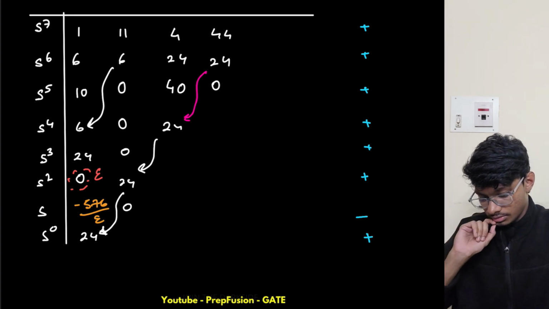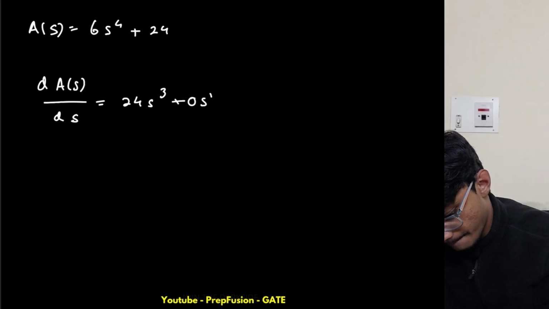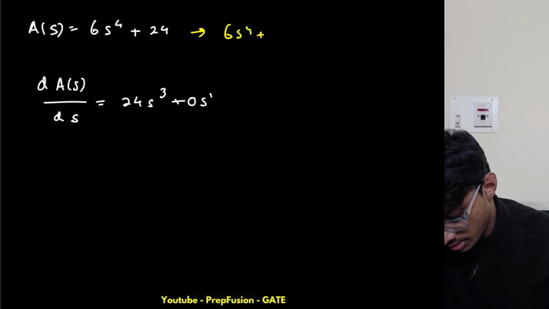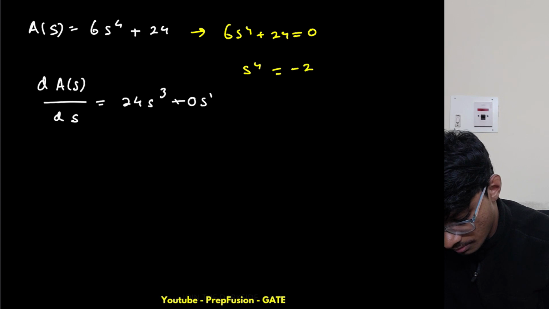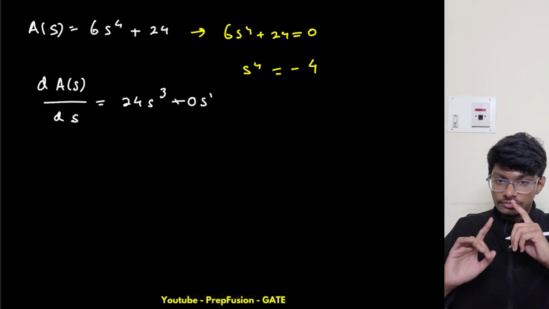Now coming back to the root side, coming back to the auxiliary equation. If I solve this one, 6s to the power 4 plus 24 equals 0, then s to the power 4 equals minus 24 by 6, basically minus 4, right? 6 is getting divided, minus 4. Now how can I compute this one? Computing this one is not that easy.